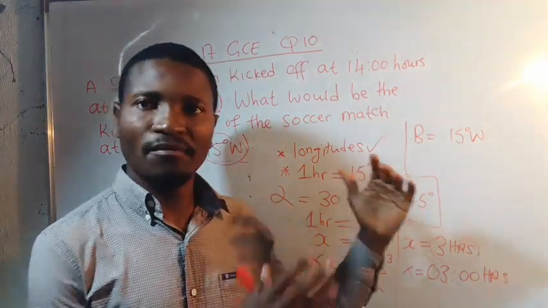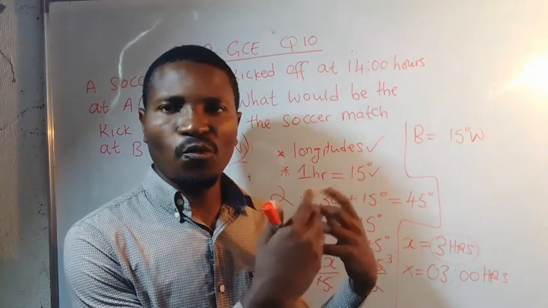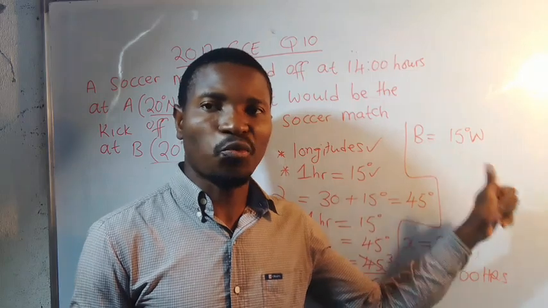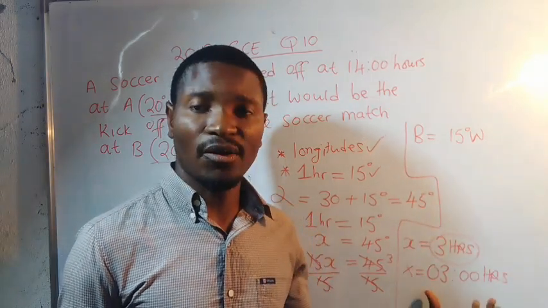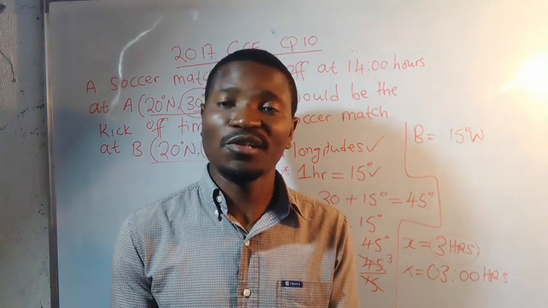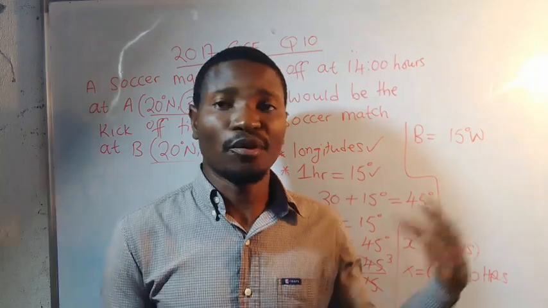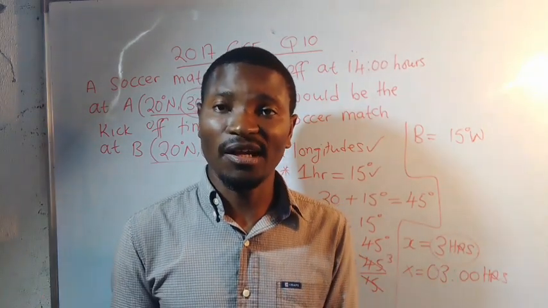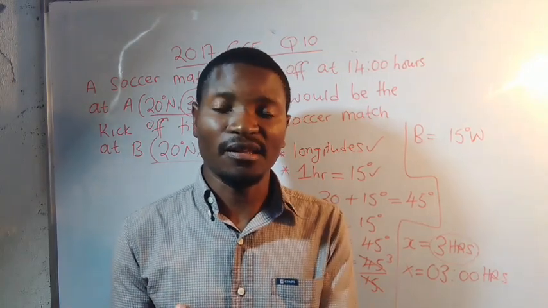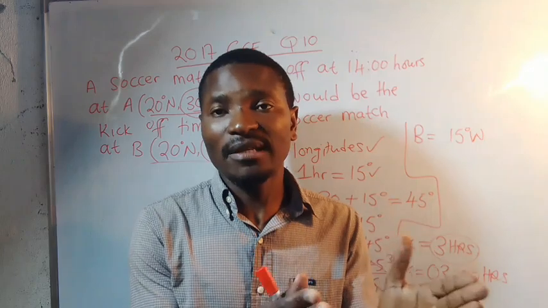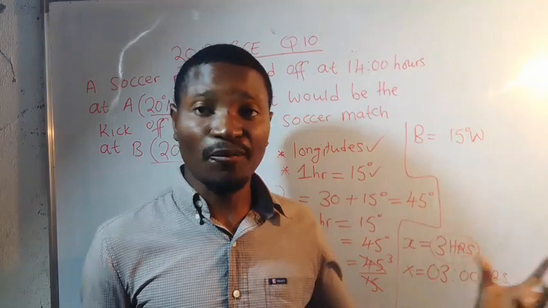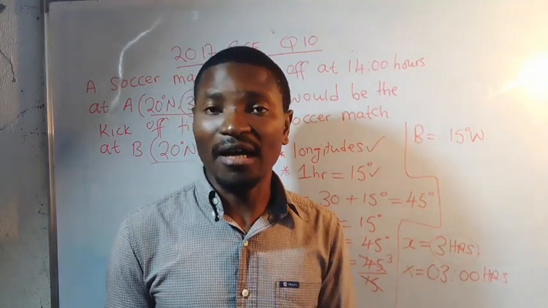We are given that the match is starting at 14 hours, so what could be the time the match could start at this point? Whoever is at this point is behind by 3 hours. So we always subtract time when you're looking for the time at a location on the western part of the Earth. But if it was on the eastern part, we would have added 3 hours, because it simply means that they are ahead of us by 3 hours.